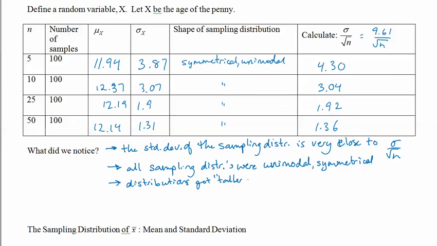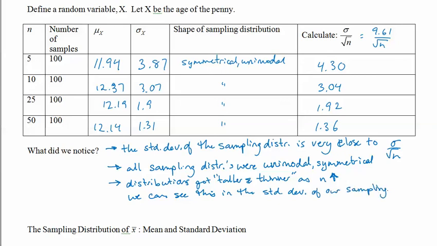Taller and thinner as n increases. So as n went up, we can see this in the standard deviation of our sampling distribution, listed above as well.